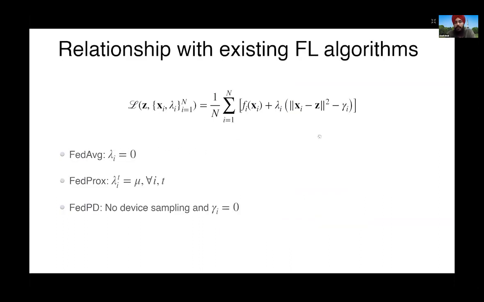So interestingly, all the existing algorithms like FedAvg, FedProx, FedPD are special cases of this federated learning beyond consensus framework. The only thing we need to do is, in this whole objective, if we make lambda i 0, it exactly boils down to FedAvg. If we make lambda i equal to a constant mu, it boils down to FedProx. And if we make gamma equal to 0 and do no device sampling, it boils down to FedPD. So this federated learning beyond consensus framework is general enough that it covers all of the existing algorithms as special cases.